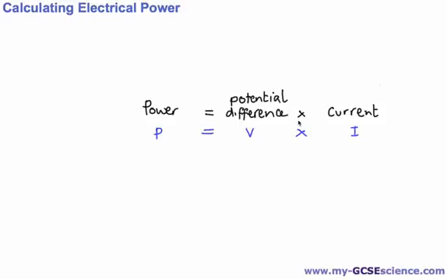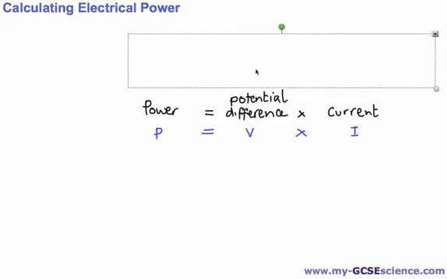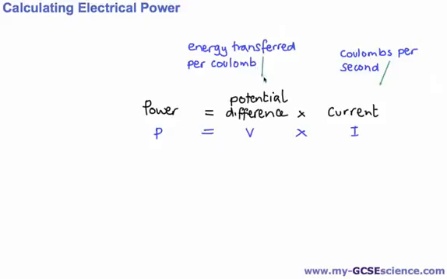Power is potential difference times current, or P equals VI. Again, these two you'll be given in the exam. You won't be given the units, but before we go on to the units, I would like to remind you of the following. This idea of potential difference means energy transferred per coulomb. So every coulomb of charge that passes a point transfers a certain amount of energy, and we call that amount of energy the potential difference.